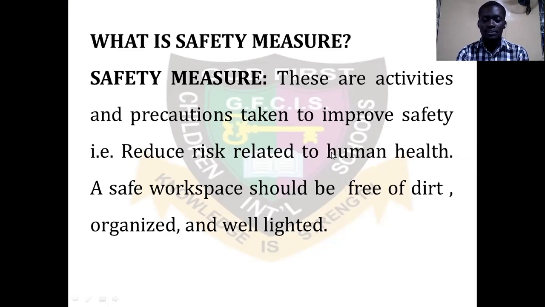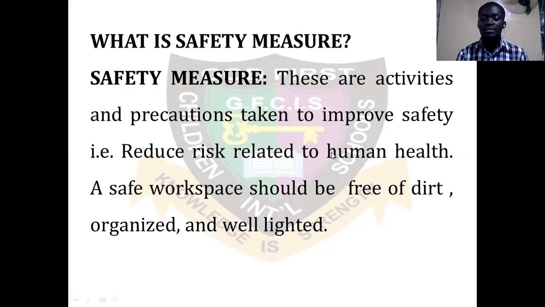We said they are activities and precautions taken to improve safety. Those things you do to check, to take precautions, those activities you perform, those precautions you take in order to improve your safety is what we call safety measures. Those things you do that guide you from not going out of your path, from not falling down, from not derailing, from not leaving your set goal and objectives is what we call safety measures.